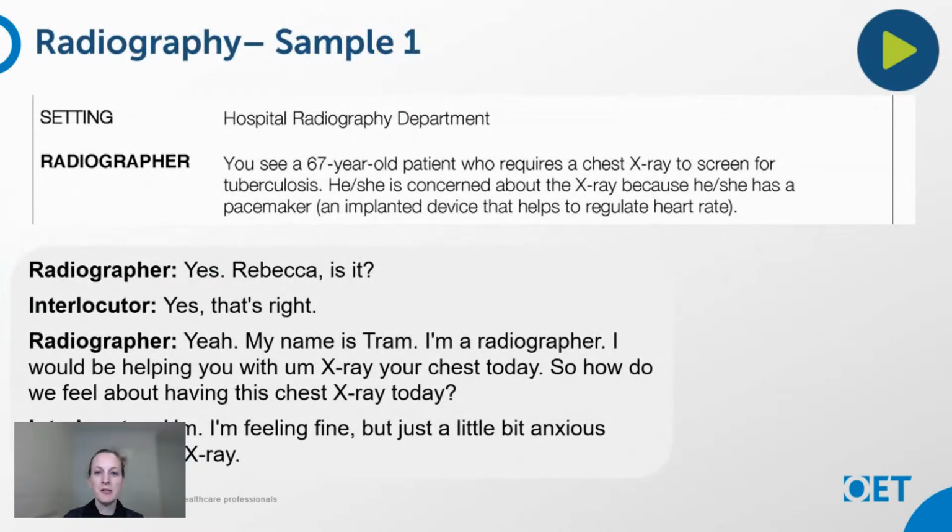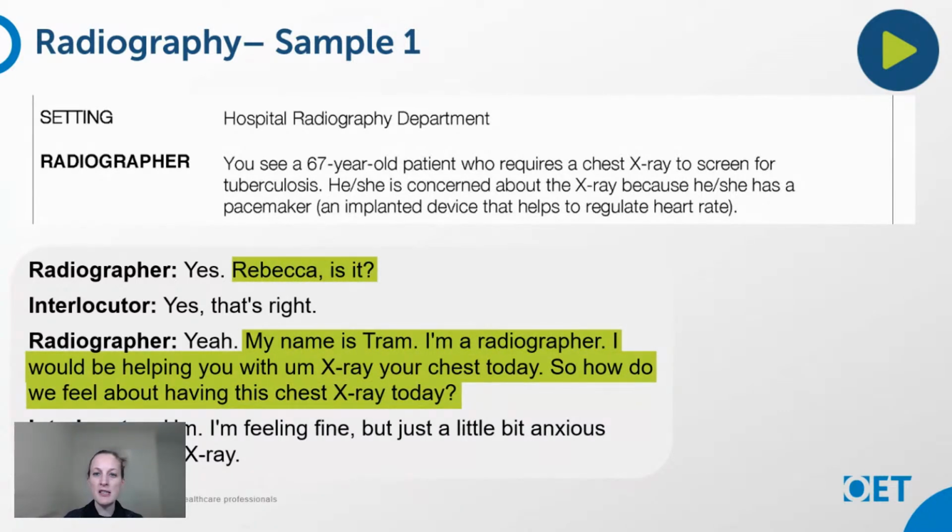If we look at the script of what she says, introductions are made and done in a very friendly approach to find out how the patient is feeling about the X-ray. Perhaps to improve this even further, she could have included that the purpose of the X-ray is to screen for tuberculosis, but probably that would be the only amendment I could recommend. I thought this was a pretty strong introduction.